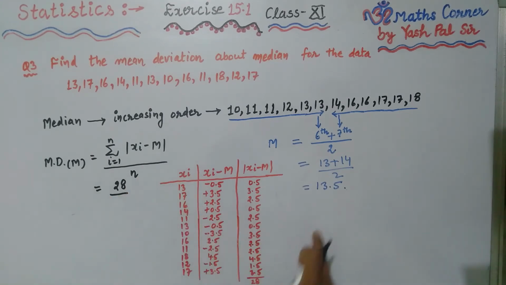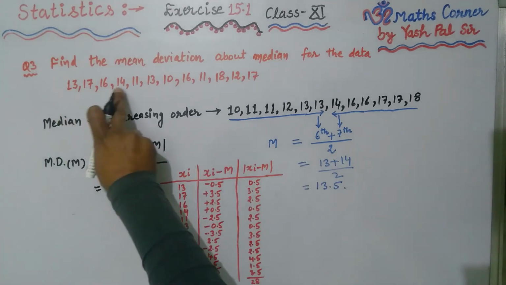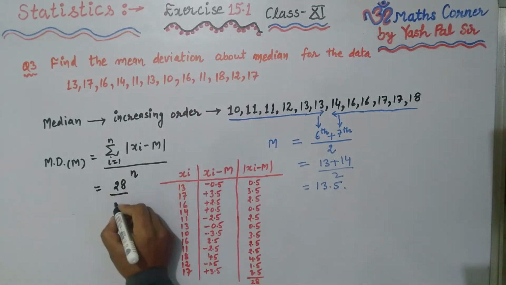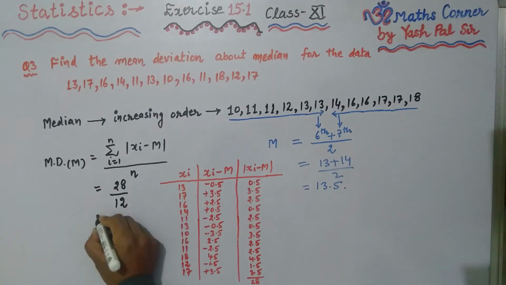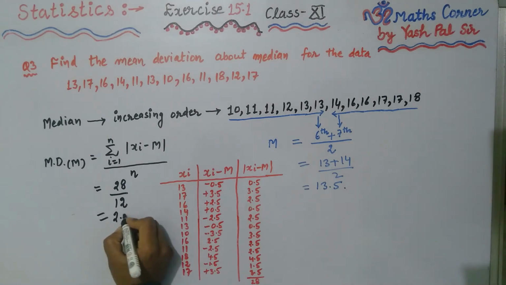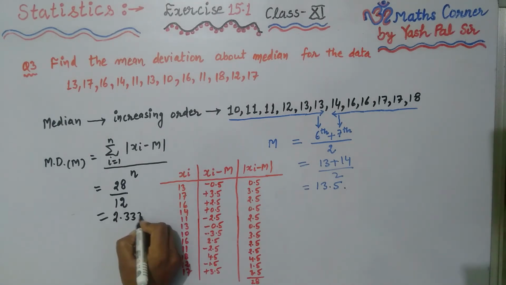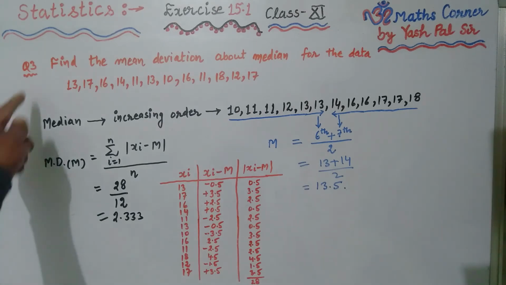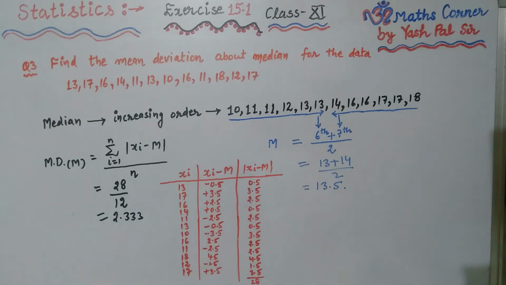n means the number of observations: 1, 2, 3, 4, 5, 6, 7, 8, 9, 10, 11, 12. 12 is the number. So 28 divided by 12 is equal to 2.333. So this is the mean deviation about the median. Similarly, we can solve question number 4 also.